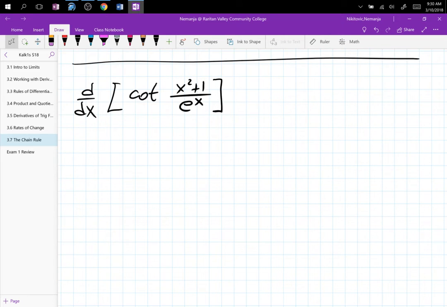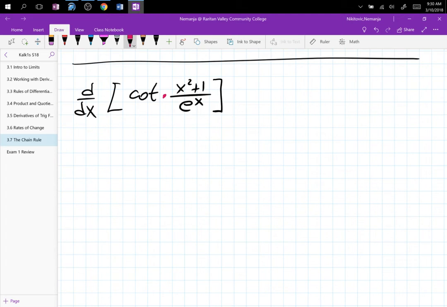So what do we have over here? Anyone? Chain within product, product within quotient. What do we have? Problems like this, believe it or not, are a huge issue for a lot of students. Quotient within chain. Good.